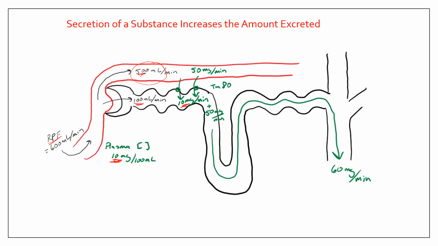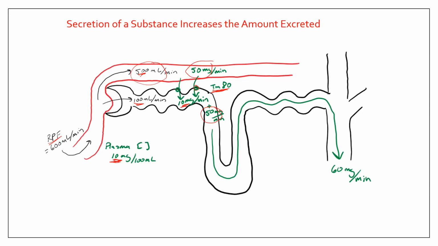So the concentration is the same. I multiply the concentration times 500 mLs per minute instead, and I get 50 milligrams per minute that's moving through the peritubular capillaries. Now these little circles represent those transporters that can operate at a transport maximum of 80 milligrams per minute. So since 50 milligrams per minute is less than 80 milligrams per minute, it's under its maximum, it can move all 50 into the lumen of that nephron.